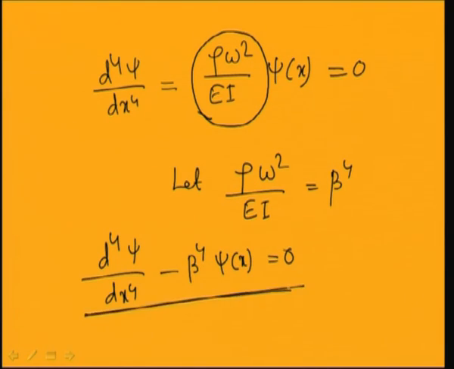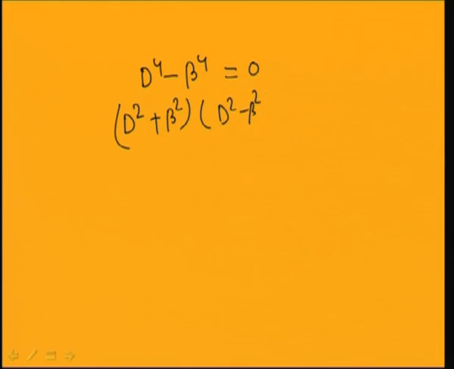So, this is a fourth order equation, and now we have to solve it. The auxiliary equation becomes d fourth minus beta fourth equal to 0, or I can write this as d square plus beta square times d square minus beta square equal to 0. So, d equals plus minus i beta, and similarly d square equals beta square, so d will be equal to plus minus beta. That is, d1,2 equal to plus minus i beta, and d3,4 equal to plus minus beta.